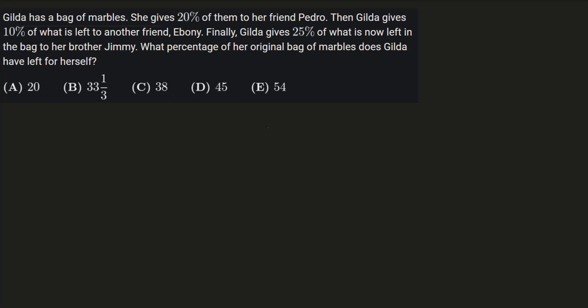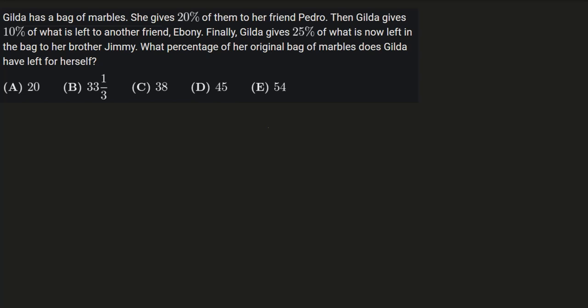Let's look at this problem. Gilda has a bag of marbles. She gives 20% of them to her friend Pedro. Then Gilda gives 10% of what is left to another friend, Ebony. Finally, Gilda gives 25% of what is now left in the bag to her brother, Jimmy. What percentage of her original bag of marbles does Gilda have left for herself?